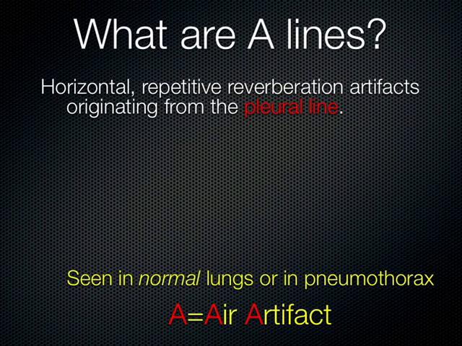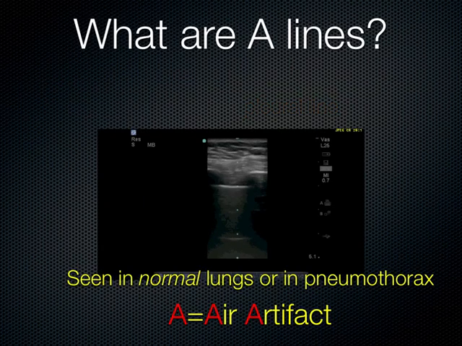Okay, now we're going to move on and talk about infections in the chest. And recall that there's something called an A-line. An A-line is just that horizontal repetitive reverberation artifact that originates from the visceral parietal pleural interface. And that's what we see here. So this is the skin line here, and we see the interface of the visceral and the parietal pleura coming together here, or the pleural line, and then at equidistant intervals we can see an A-line coming down.